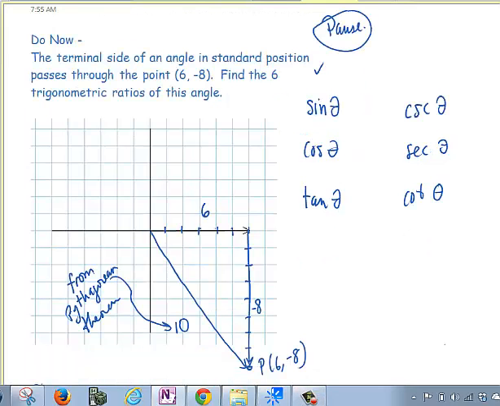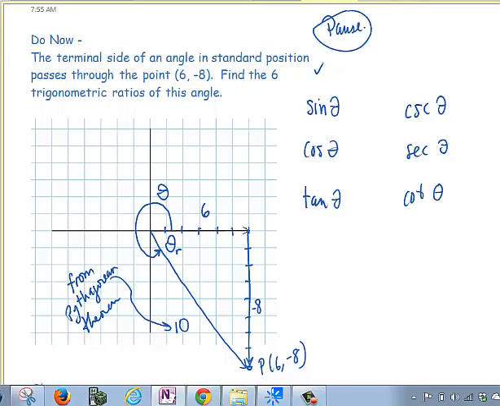Okay, well, I drew out the angle. I drew out the triangle. Remember, this is theta. This is a reference angle. The reference angle always is in that bow tie position. We talked about that in class.